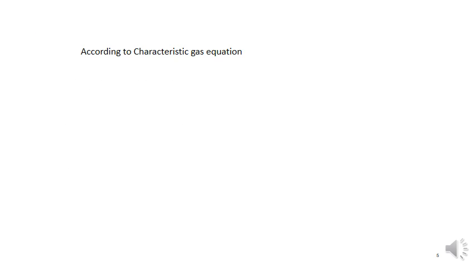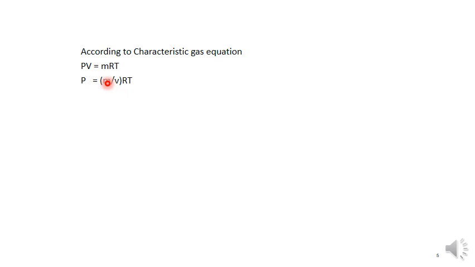According to the characteristic gas equation, PV is equal to mRT. But in the data, they didn't mention the volume or the mass. Simply they gave the density. So what is the density? Density is equal to mass by volume. So I am bringing this volume to the right hand side. So P is equal to m by V RT.